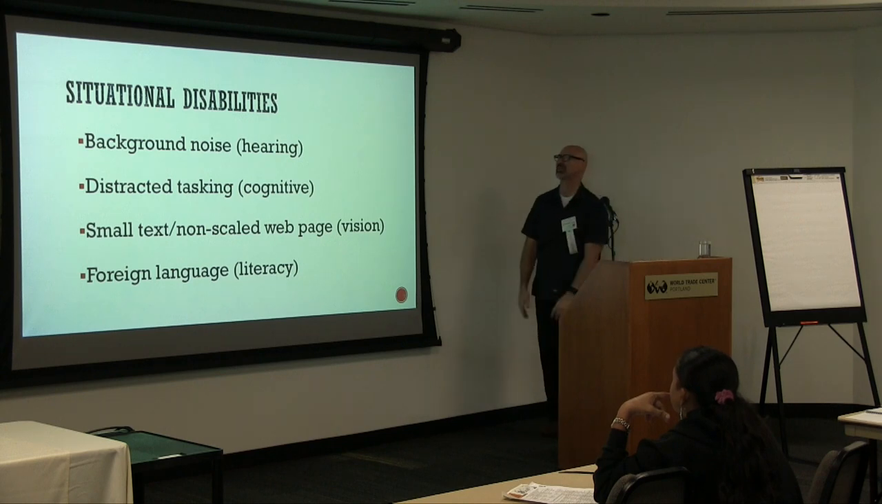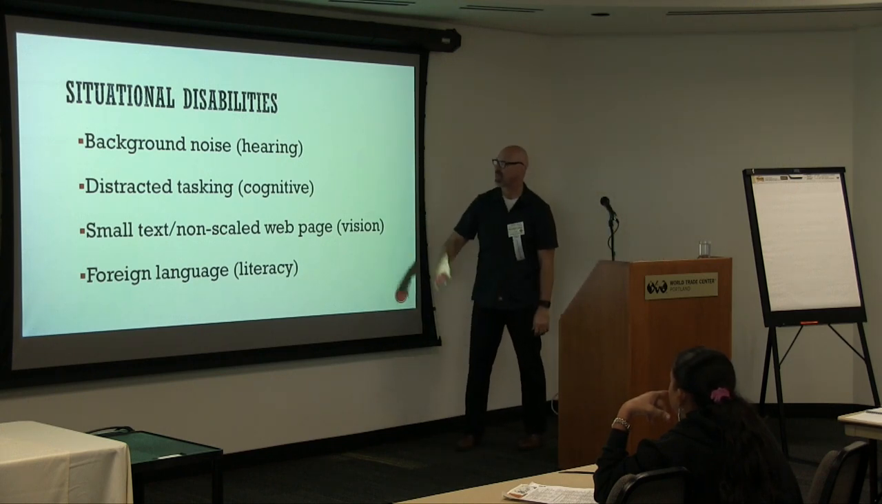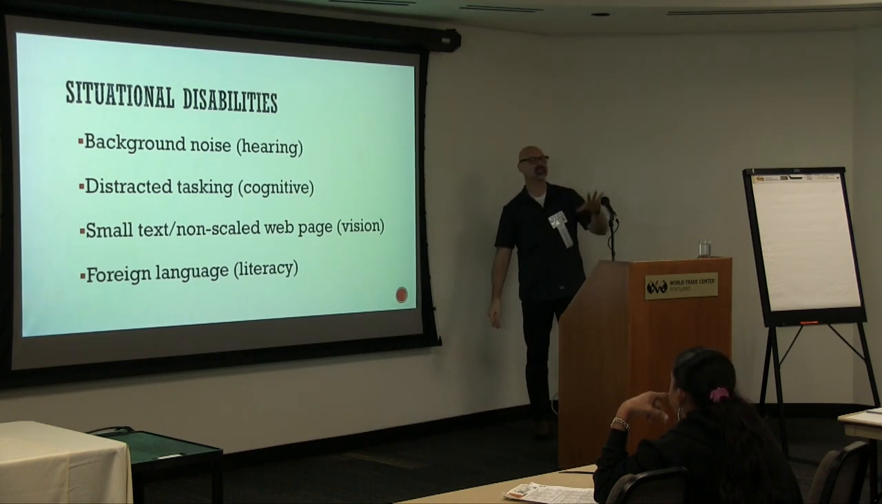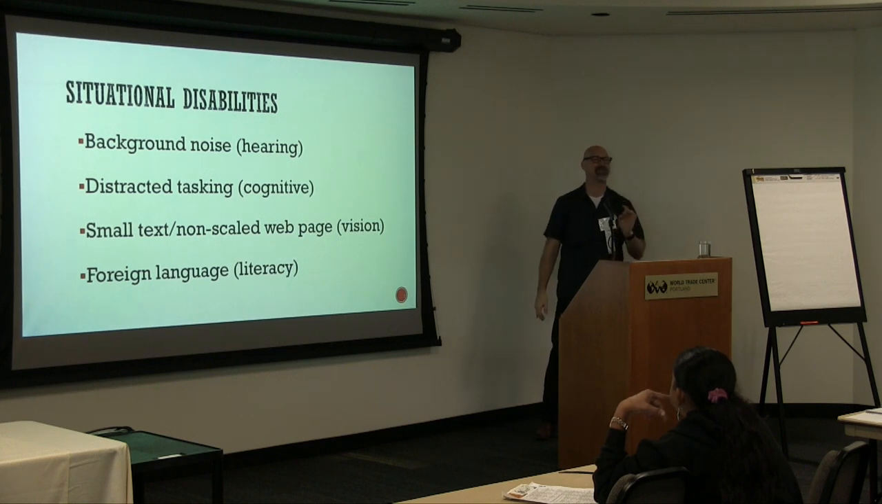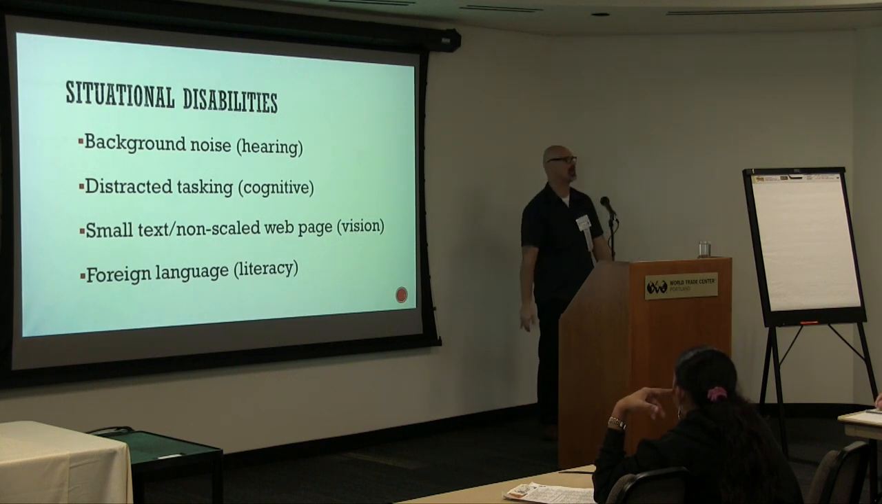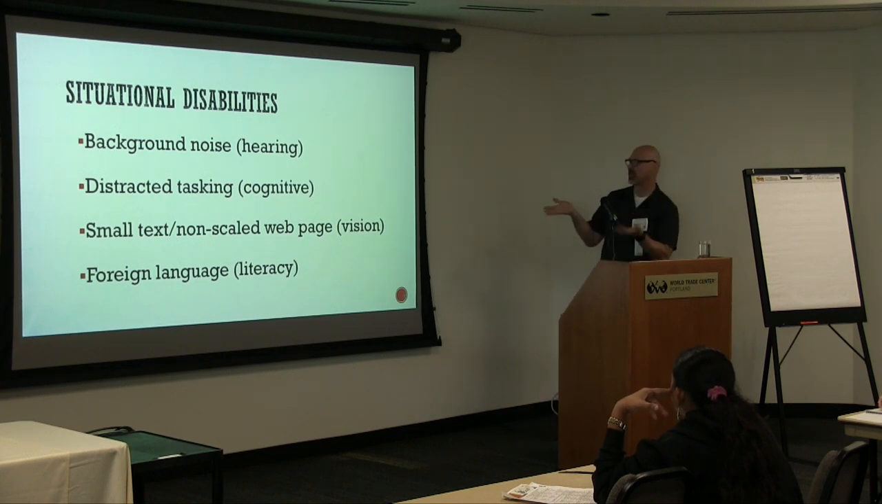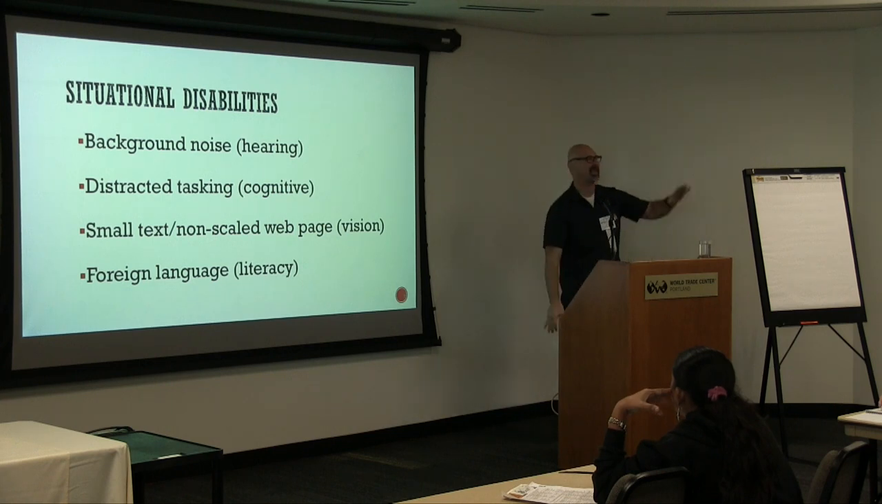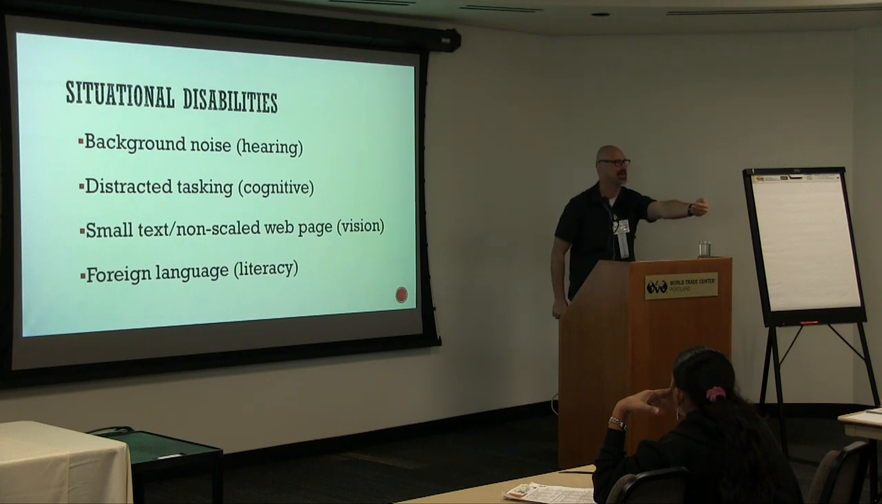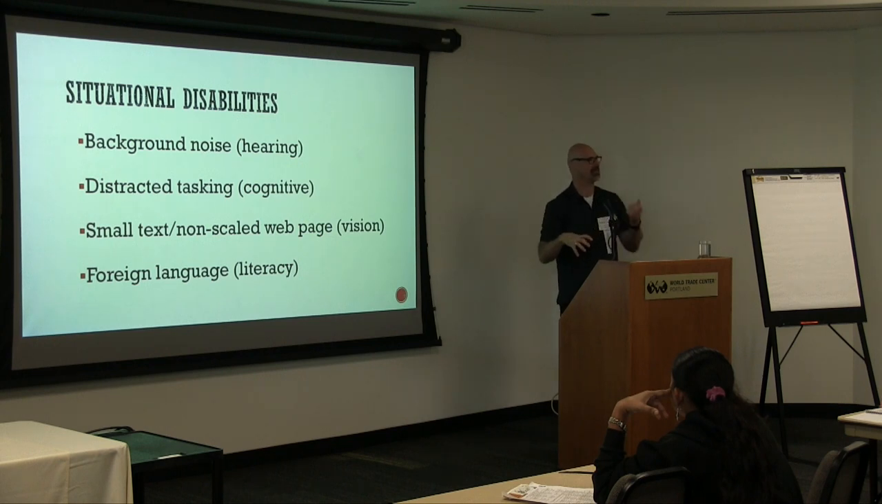So situational disabilities, examples, background noise. Distracted tasking. If somebody is trying to get you to do six or seven things at the same time, good luck trying to read a web page full of statistical information and hoping to remember it and make sense of it. Small text, non-scaled web pages. Anybody ever go to a web page and all of a sudden it's not been optimized, there's no responsive design to it, and you have to blow up the site multiple times just to actually read what's there?